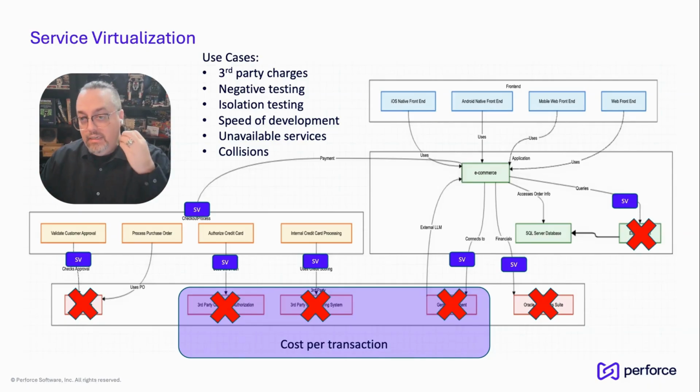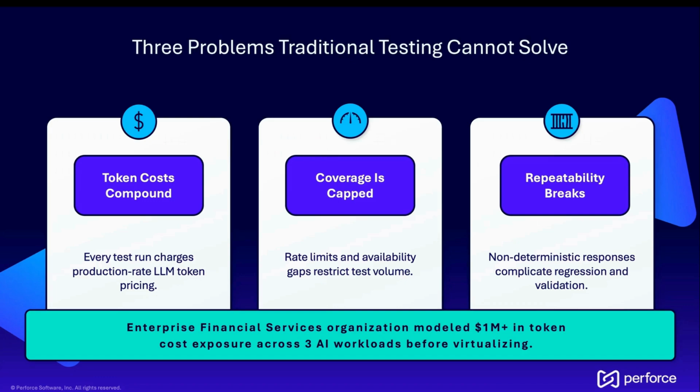So remember, in today's world, there are really 3 problems that traditional testing can't solve. And that's that token costs compounding. Your coverage may be capped in your lower environment. You have rate limits and availability and gaps. And you have repeatability challenges. Because of the non-deterministic nature of AI, it can really complicate your regression tests because you're getting a different response every single time. And doing service virtualization, especially in today's AI world, allows you to get around that.